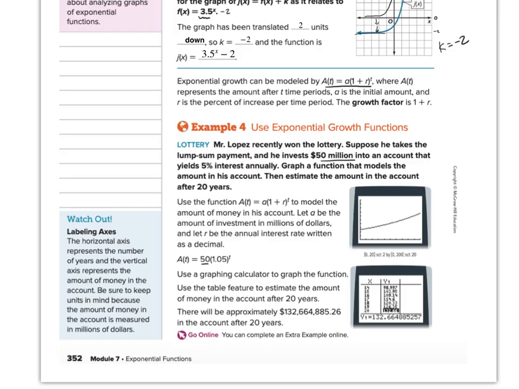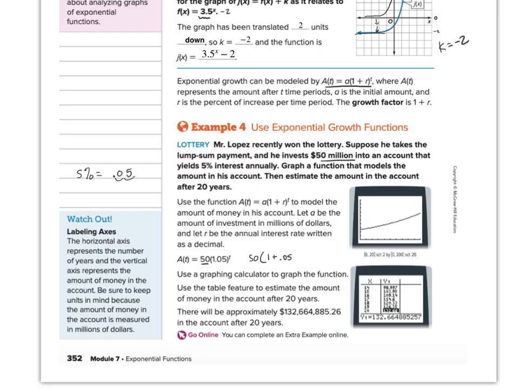So 50, your rate was 1 plus 0.05, because 5%, again, 5% is equal to, take the decimal, 0.05.